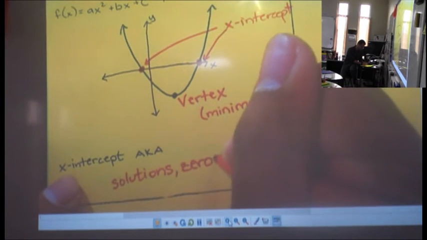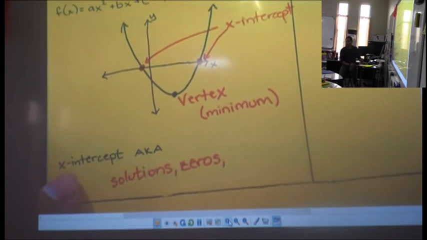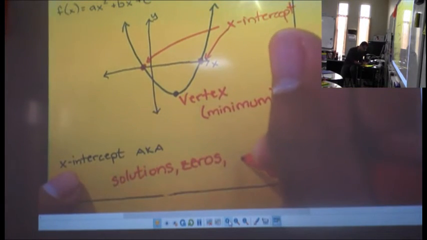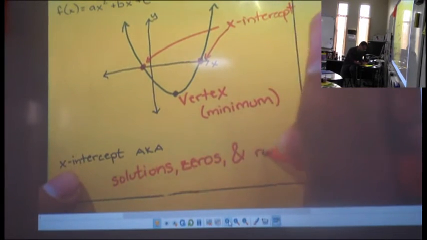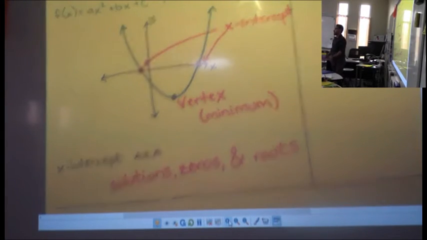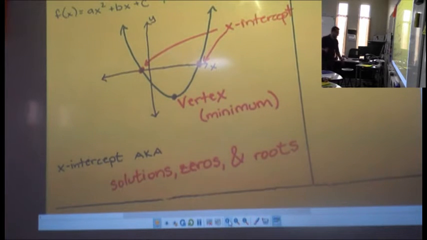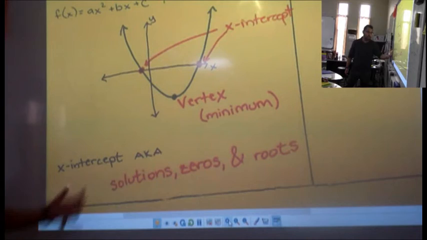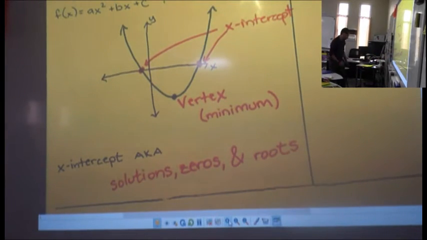And we can also call these roots. We're going to talk more about this when we get to solving quadratic equations. Instead of saying find the vertex, I say find the solutions, find the zeros, find the roots.